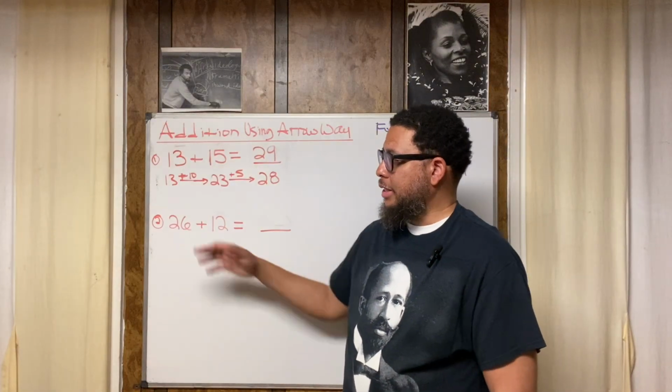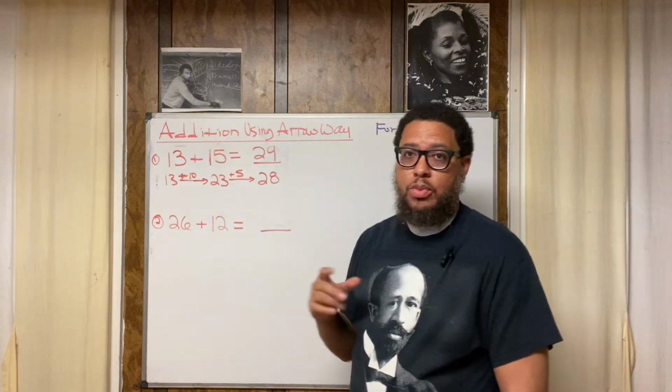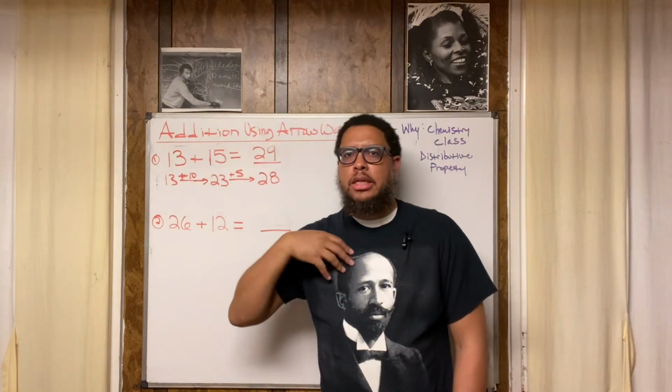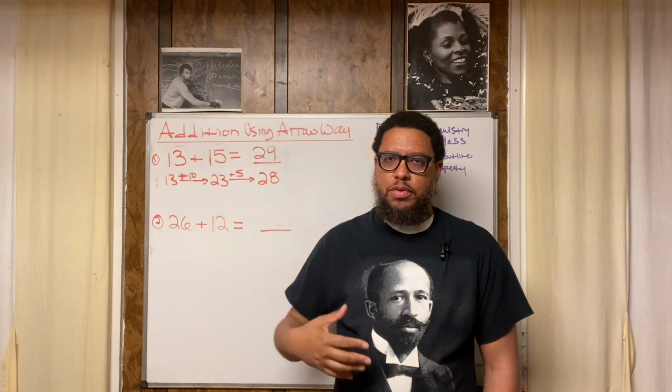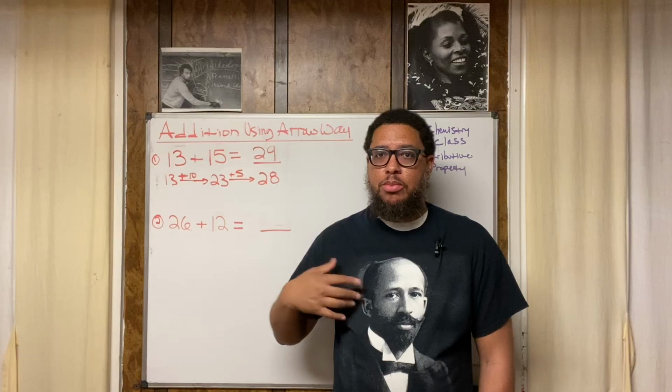Now, number 2, 26 plus 12. Our two addends are 26 and 12, 26 and 12. And notice how I got the scholar, the late scholar, historian, sociologist. I refer to him as a mathematician as well, W.E.B. Du Bois.